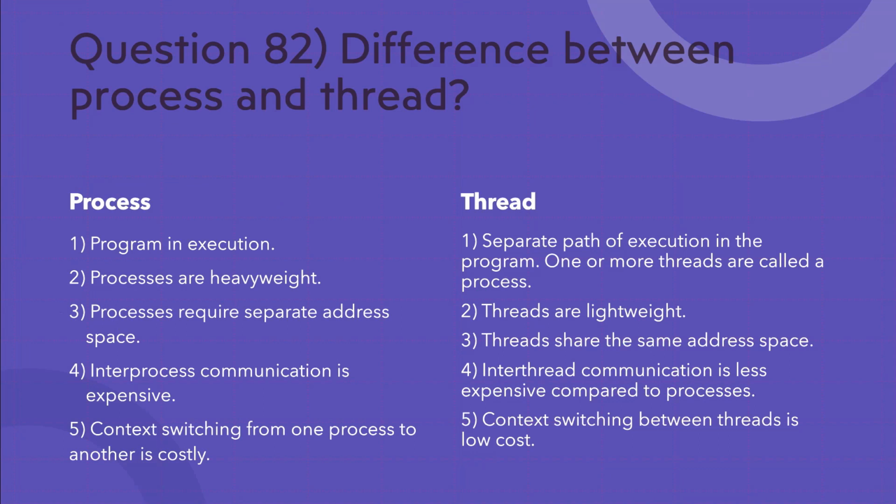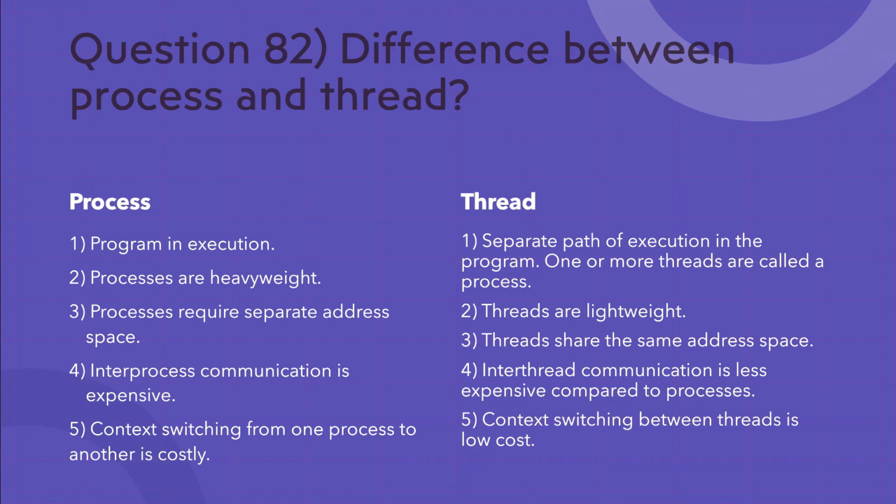Question 82. Difference between process and thread? Process: 1. Program in execution. 2. Processes are heavyweight. 3. Processes require separate address space. 4. Interprocess communication is expensive. 5. Context switching from one process to another is costly.